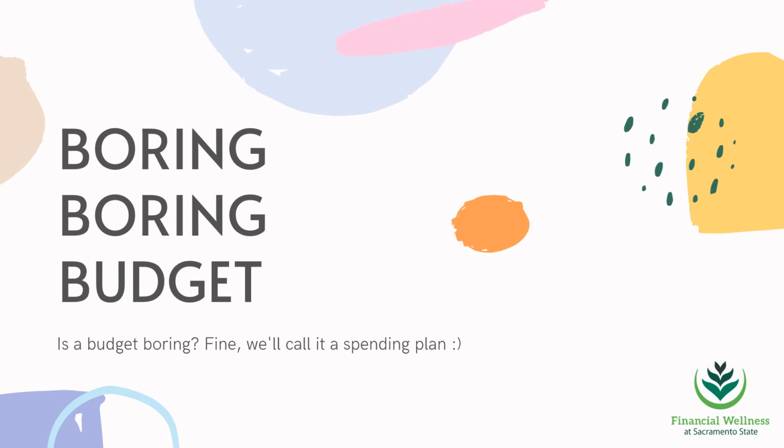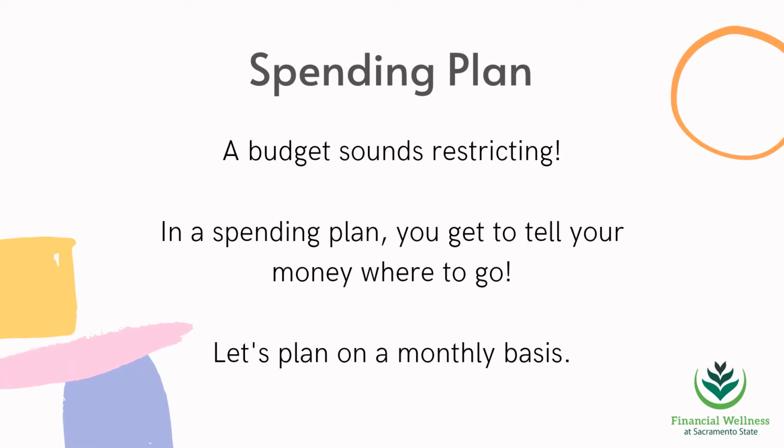Boring budget. Here's a quick overview of some basics that you need to know when creating a budget, or as we like to call it, a spending plan. Because a budget sounds restrictive, kind of like the word diet sounds really restrictive, but a meal plan sounds a little bit more fun. You get to talk about what you get to eat. So in a spending plan, you get to tell your money where you want it to go.